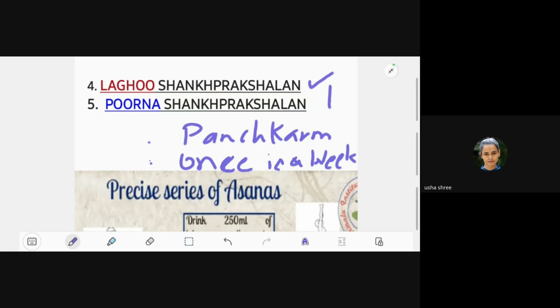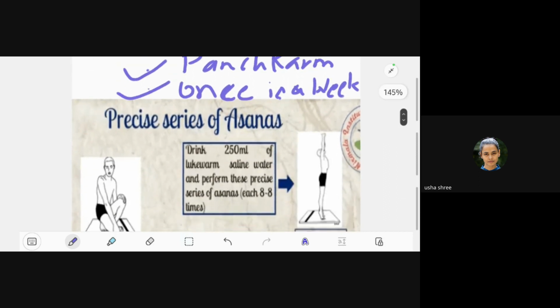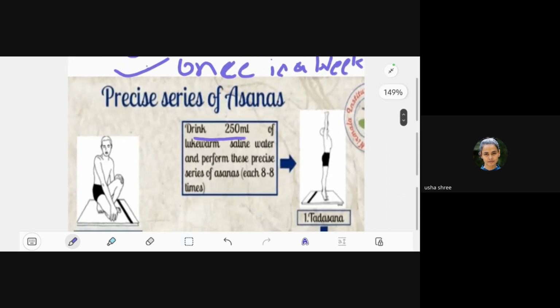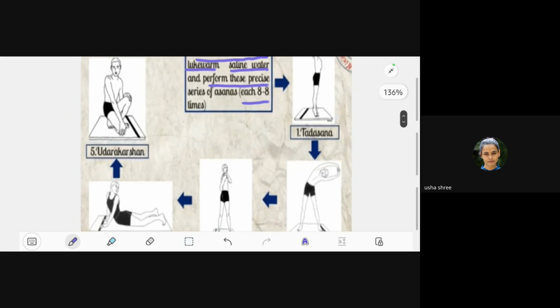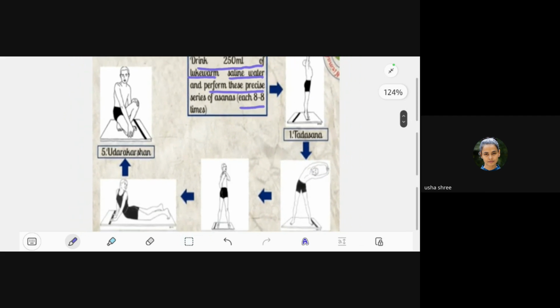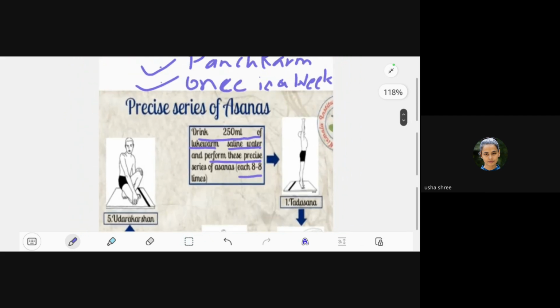Which one? I'm talking only about the Laghu Shank Prakshalan. Okay, this can be performed. How to do it? Again, the same procedure would be there. Drink 250 ml of lukewarm, saline water, and perform these five asanas around eight times. This 250 ml is majorly for the Purna Shank Prakshalan, not for the daily process.